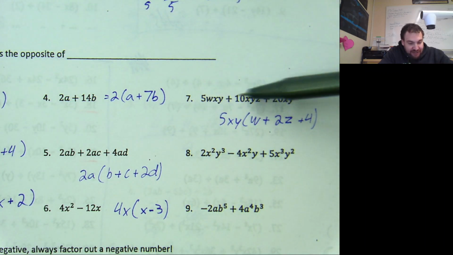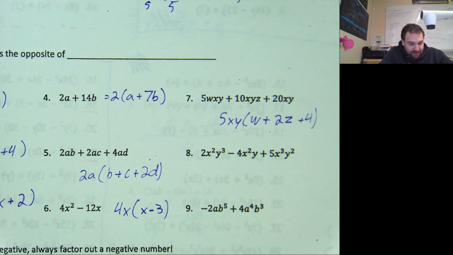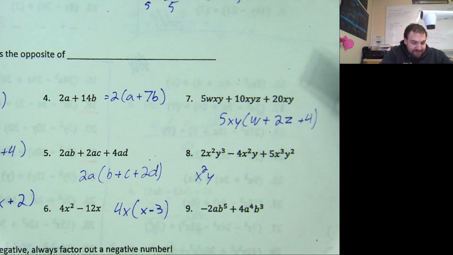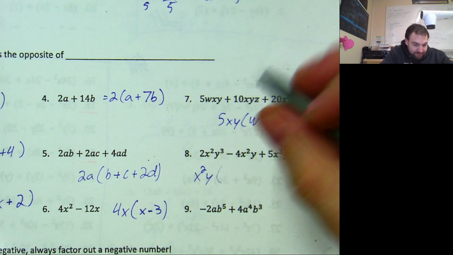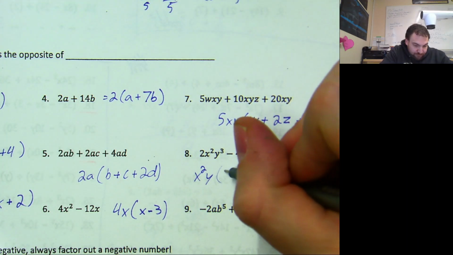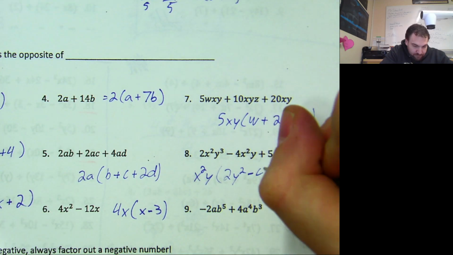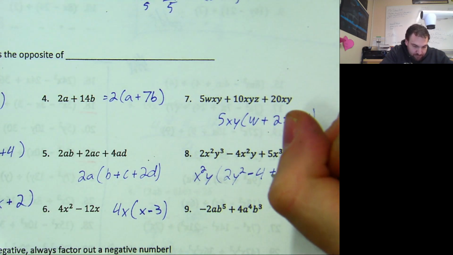Because 5, 10, and 20 are all divisible by 5, and there was an x and a y, an x and a y, and an x and a y. Love it. Someone who is not Chelsea, Danny, or Carolyn, do number 8. Emma. The greatest common factor is x squared y. You betcha it is. So at the end it would be x squared y times, in brackets, 2y squared take away 4, plus 5xy.